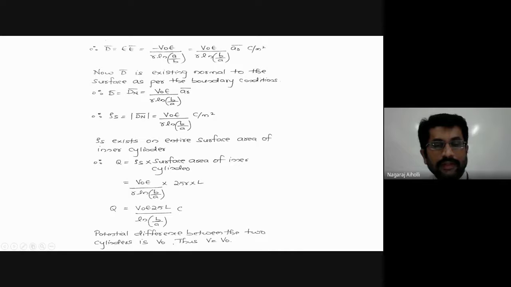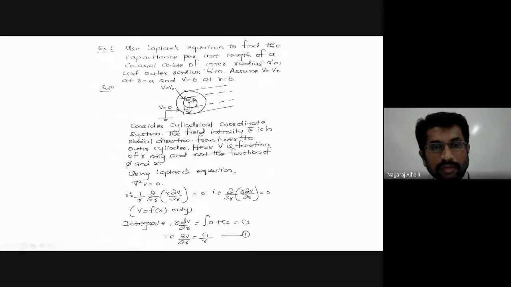Rho s exists on the entire surface area of the inner cylinder. Rho s is existing on the inner surface of the cylinder because, as given in the condition, V is equal to 0 at R equal to B, the outer surface is connected to ground. It is grounded, right? Therefore, the charge is existing only on the inner surface.